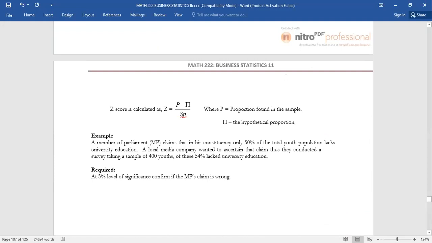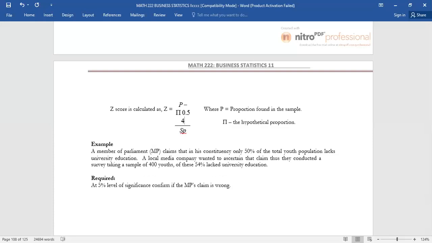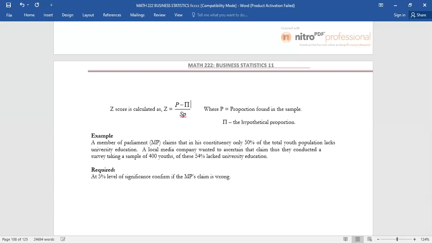Our P is the probability, which is 0.54, the proportion found in the sample. You've been told it is 54%. This is 0.54. And the hypothetical proportion is 0.5. So I should write it here next to the formula. 0.54 minus 0.5.